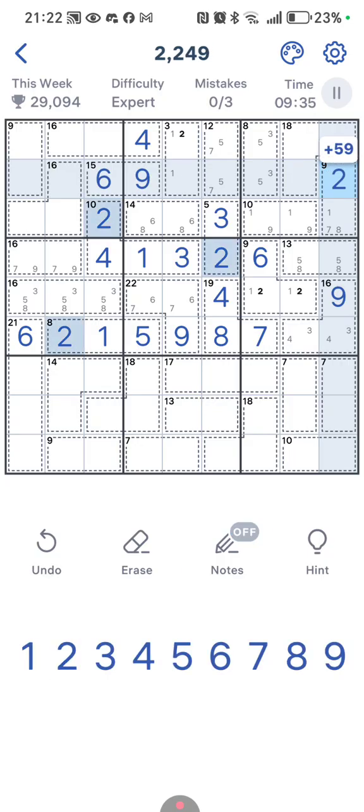Actually, this has to be 2, doesn't it? This is 7. So that means that's 1. And that's 2. So 1, 2, 3. So this is 4, 6, and 8. So 4 has to go here. This is going to be 6 and 8.